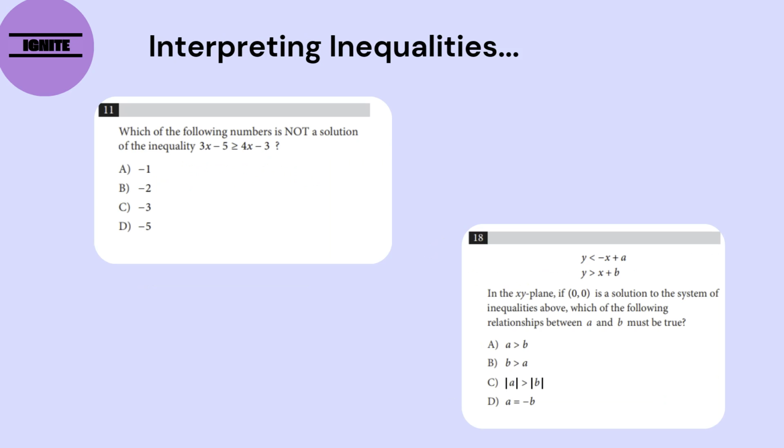Next, we have interpreting inequalities, and as this mentions, these will have specific inequalities and they will test relationships. In question 11, it's asking which does not fit as a solution to the inequality. In question 18, it tests the relationship between A and B, and you need to be able to figure out how to use these inequalities to tell you information.